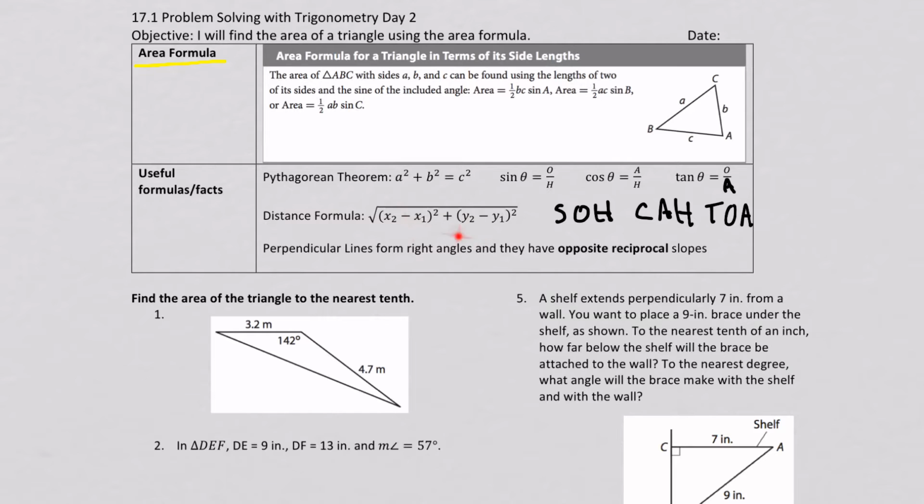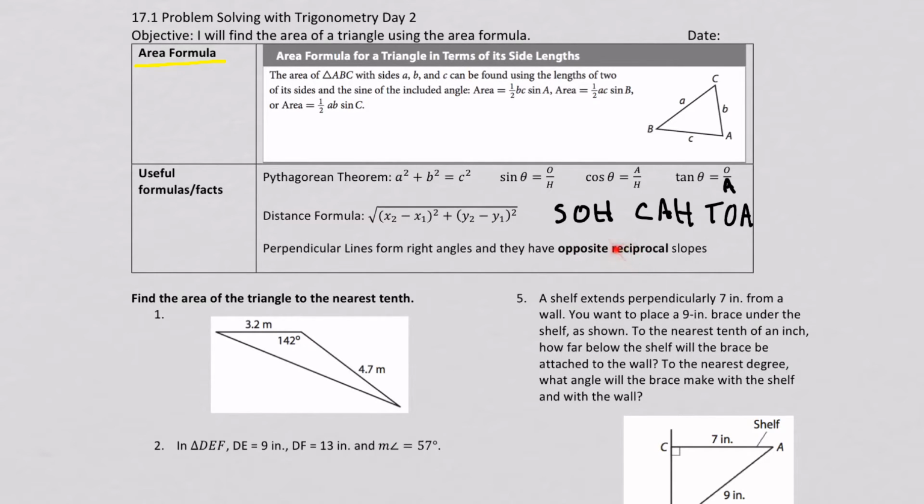We plug them into this formula, and then we can find the distance. Another useful fact that you need to know is that perpendicular lines always form right angles. How is this important? Because we're going to need some right triangles eventually, like this one down here. So if we know that there's a right angle, then we know that we have a right triangle. Also, perpendicular lines have slopes that are opposite reciprocals of each other, right?